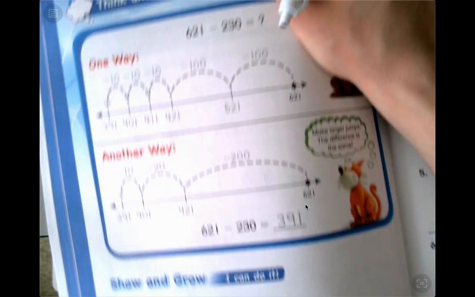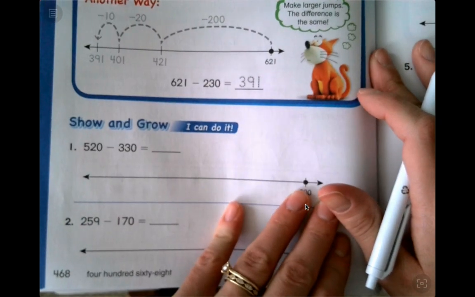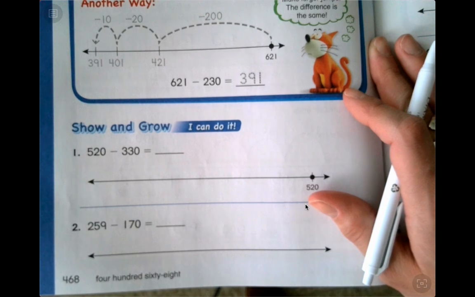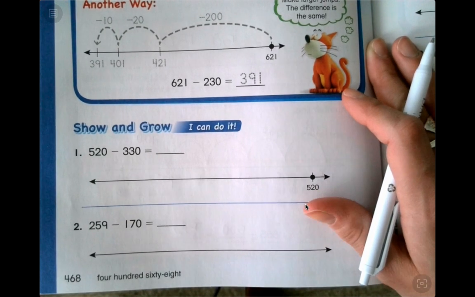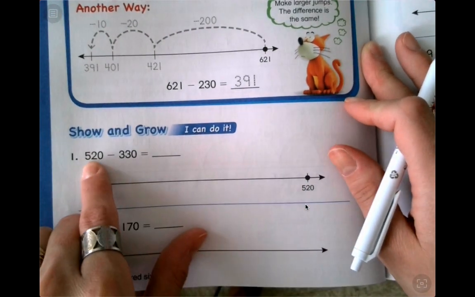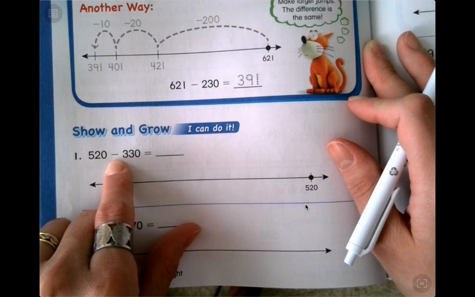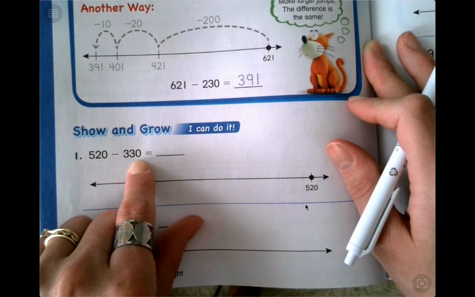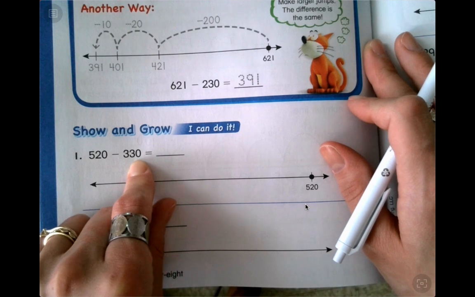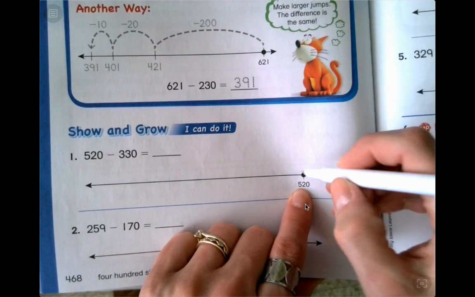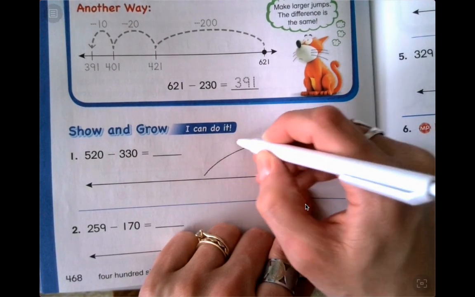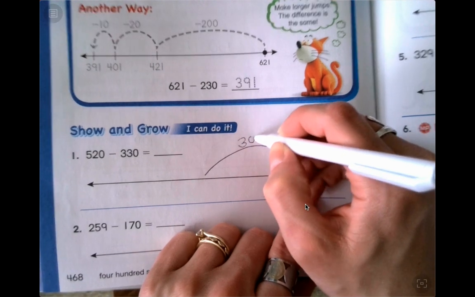Okay? All right, let's do number 1 and 2 together. And for the first one, let's make it a big jump. Let's make a big jump. Okay, so 520 minus 330. Let's do a big jump. Let's jump by 300 back. So let's go back. And it's going to be a big jump back, 300 back.